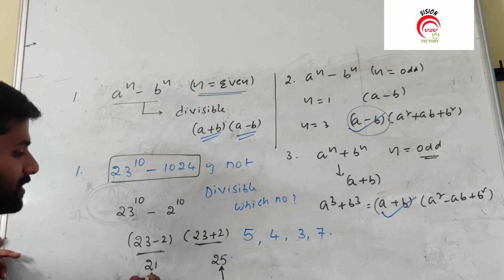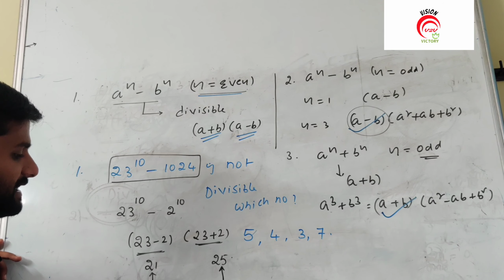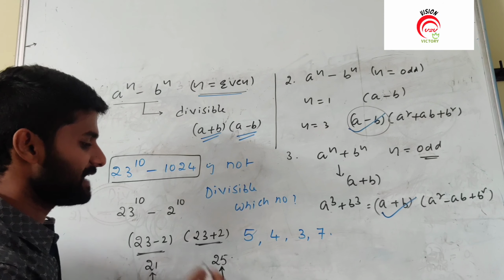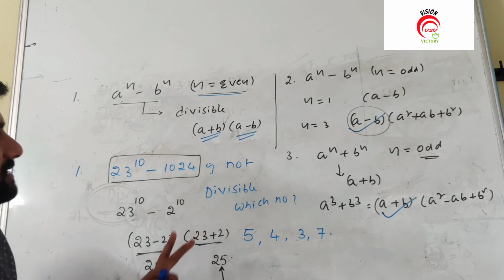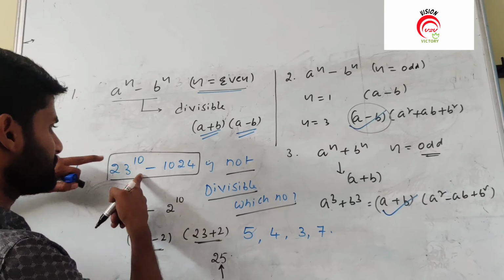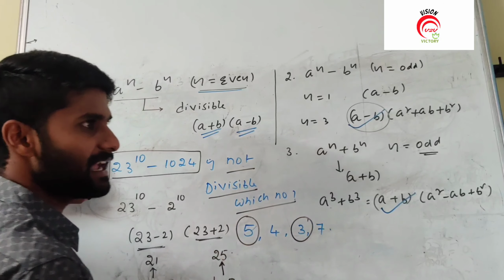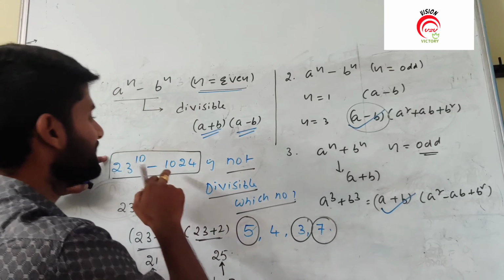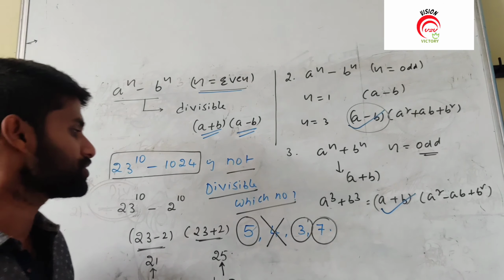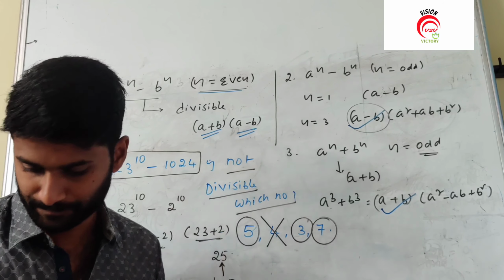Then what are the factors of 21? It is divisible by 1, 3, and 7. Same thing, 25 is divisible by 1 and 5. Then see the question: not divisible by which of the following numbers? The number may be divisible by 5, 3, and 7, which means it is not divisible by 4. So the answer is 4 only. Clear?